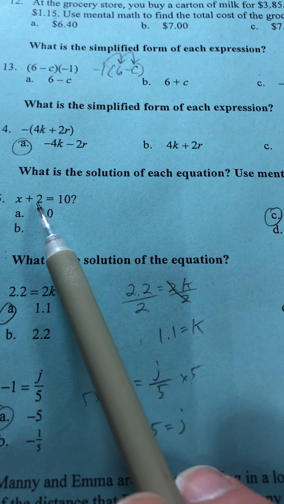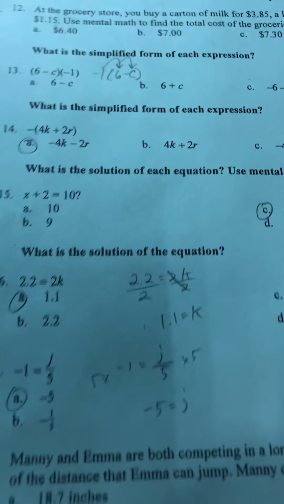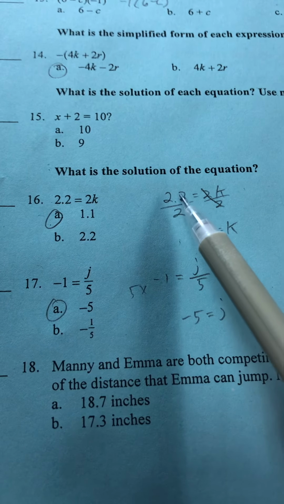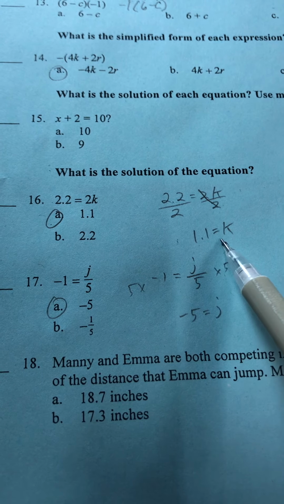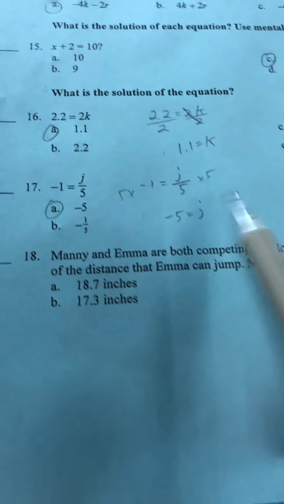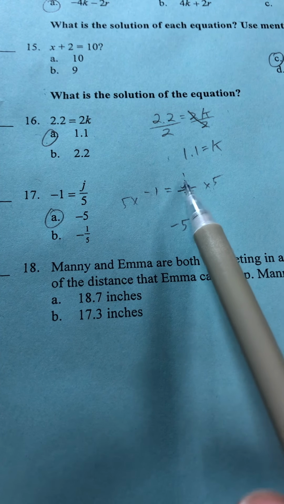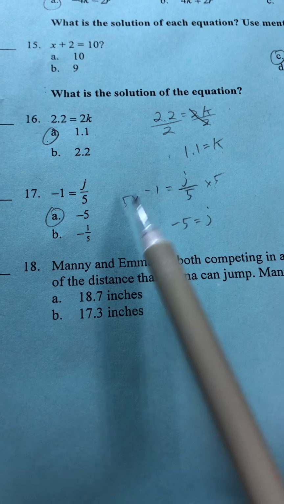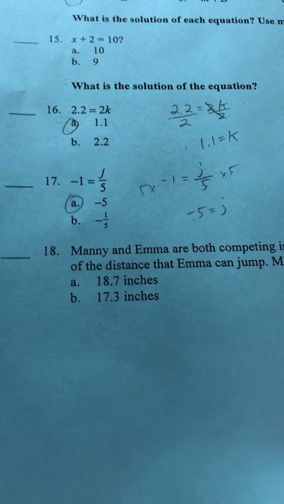Solution of each equation, use mental math. What would you add 2 to get 10? Well, 8. 8 plus 2 is 10, so mental math. Number 16, what I did here is I divided both sides by 2. So 2.2 divided by 2 is a 1.1, and that would equal k. This one you would multiply both sides by 5 in order to get rid of that j divided by 5, so it's just j. And so 5 times -1 is -5, so that is my answer for 17.